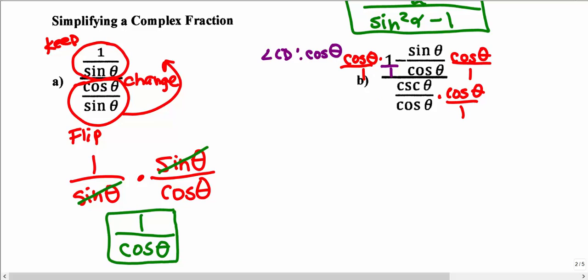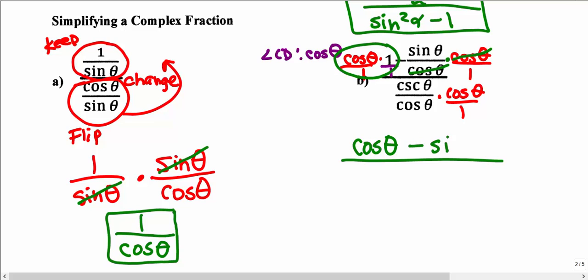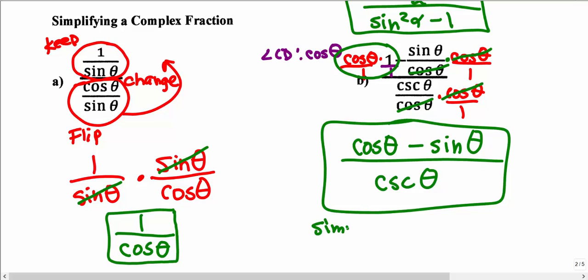Because we now are going to simplify each of those multiplications. So in the first part, we have cosine theta times 1. Well, that's just cosine theta. And in the second part, we have sine theta divided by cosine theta times cosine theta over 1. So our cosine trig functions will cancel each other out. We're left with minus sine theta. So now we have what we call a simple fraction. We do not have any little fractions within the larger fraction. And on the bottom we have the same thing. Cosine thetas cancel each other out. We're left with cosecant theta. So now we would have what we would call a simple fraction.